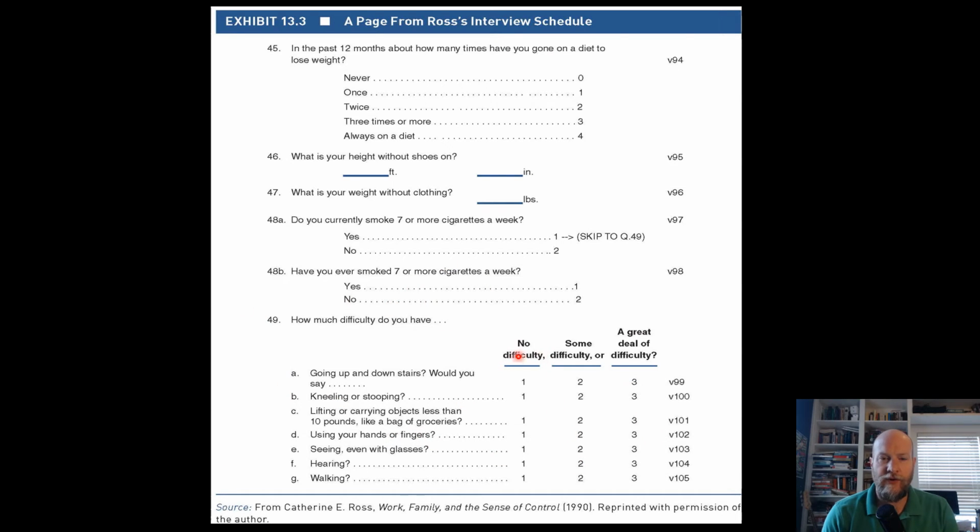These are what are called matrix questions. So how much difficulty you have, ellipses, and then you go into each of the questions, and they all have the same response scale here. No difficulty, some difficulty, or a great deal, which is operationalized as 1, 2, and 3 for the purposes of statistical analysis. Rather than repeating yourself over and over, you can basically have the stem. This is called the stem here. And then you can have all of the specifics formed as individual questions, 49A, B through G. And now you have this matrix set of questions that can simplify the process and reduce context or priming effects.